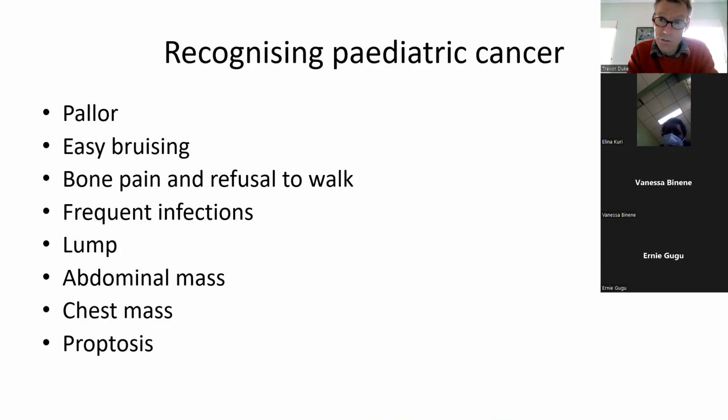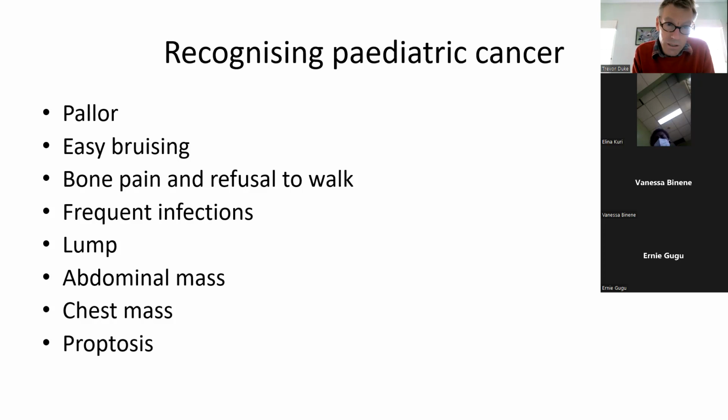You can have easy bruising from lots of different reasons, because you've got a low platelet count, or you've got coagulation problems, or any several reasons. Same with bone pain. That could be because of an infection in the bone, or it could be because of trauma, but it can also be because of cancer. Same with frequent infections. Lots of children get frequent infections, and that could be because of some immune deficiency or because of undernutrition. But children who have cancer often get frequent infections. Same with a lump. A lump could be an abscess, or it could be a cancer.